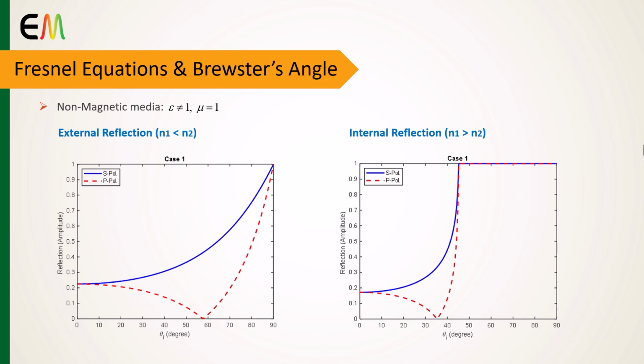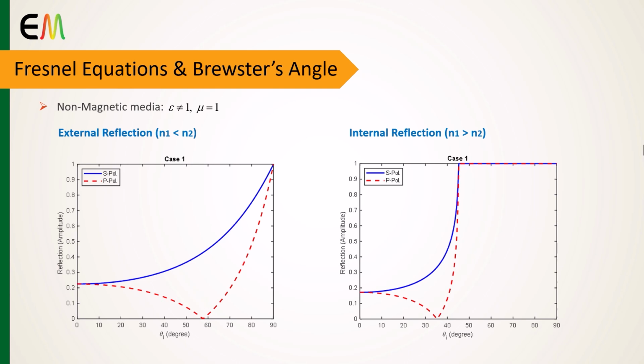In this slide, I plot the amplitude of reflected S and P polarized waves for a non-magnetic media versus different incident angles in two modes, internal reflection and external reflection. In both internal and external reflection modes, we can observe there is an angle at which the P-polarized reflected wave becomes zero. This angle is called Brewster's angle. This phenomenon occurs only for P-polarized light in the case of non-magnetic media.